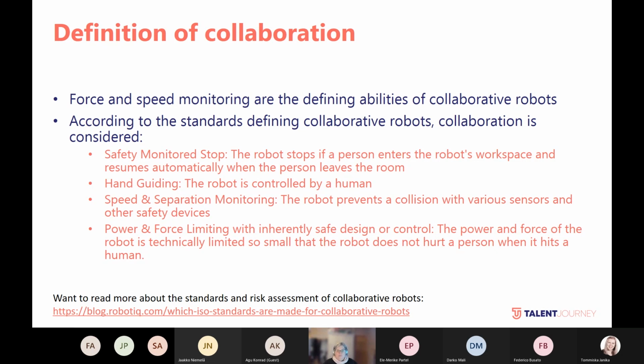But the last option is so-called power and force limiting with inherently safe design or control. Yes, that's coming from the standard, that long part of the name. This means that the power and force of the robot is technically limited, so small that the robot does not hurt a person when it hits a human. This is the only option where no other safety solutions are needed, and the robot can really work with a human in the same space.